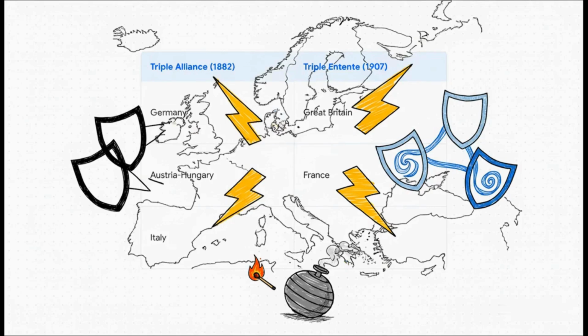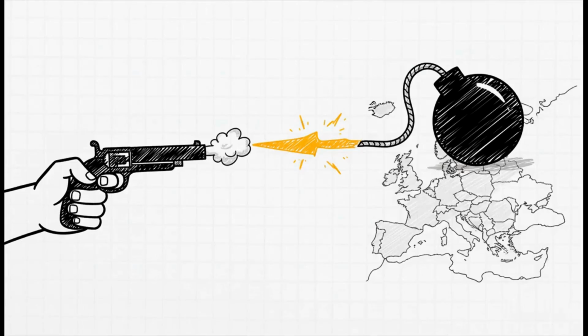On one side, you had the Triple Alliance, led by a newly powerful and really ambitious Germany. And on the other, you had the Triple Entente, which brought together Britain, France, and Russia. Any small spark could now set the entire continent ablaze. And that spark came on June 28, 1914. The heir to the Austro-Hungarian throne, a guy named Archduke Franz Ferdinand, was assassinated by a Serbian nationalist.